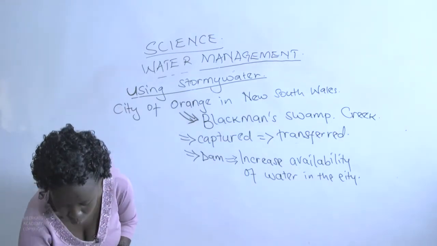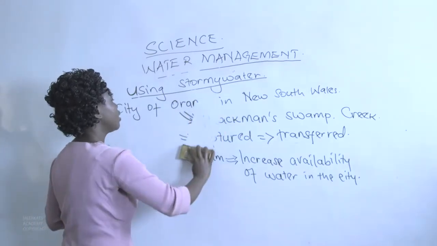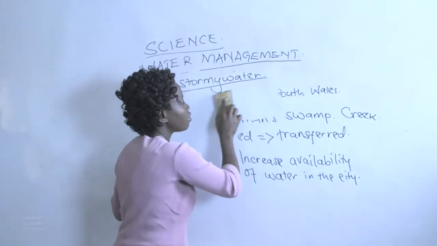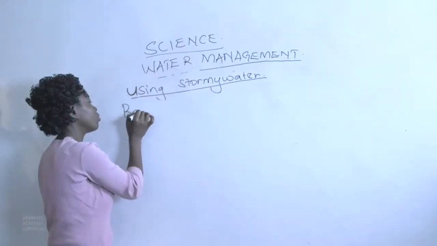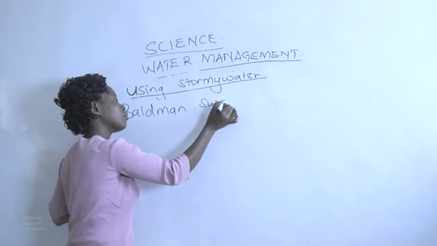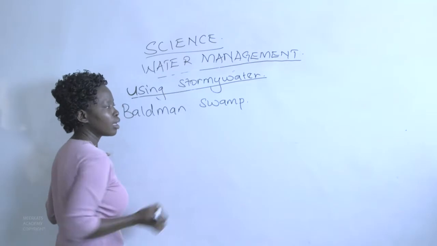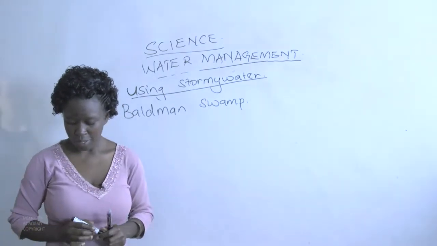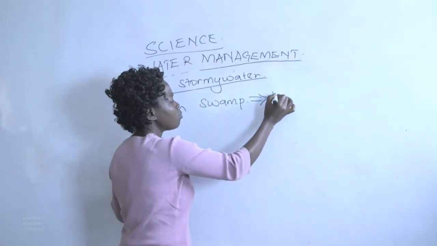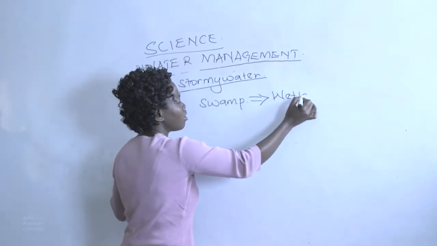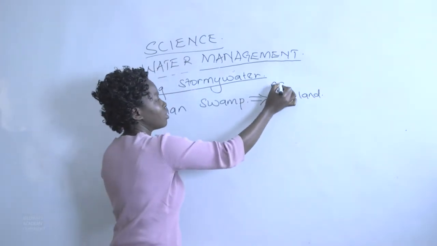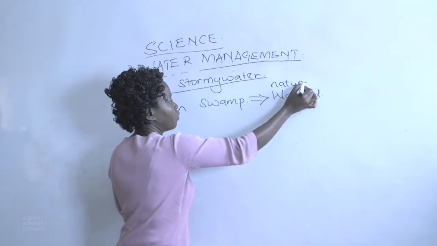The last example of stormy water that has been put into practice is in Baldman Swamp. This is just a natural wetland area. A swamp is simply an area that is covered by water. So this is naturally a wetland area.